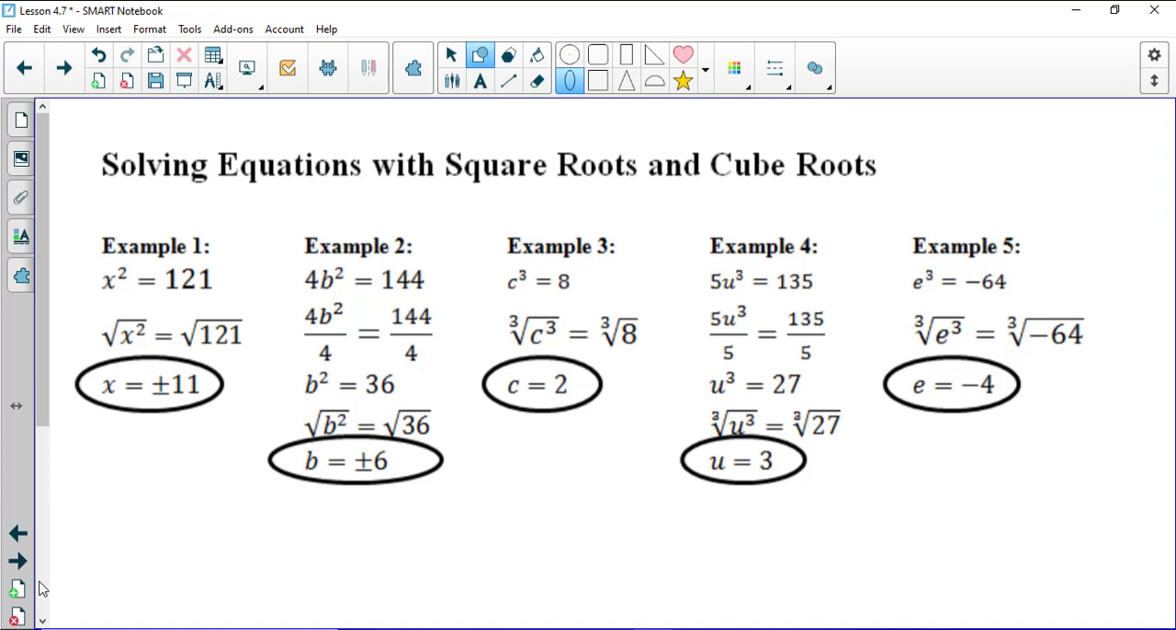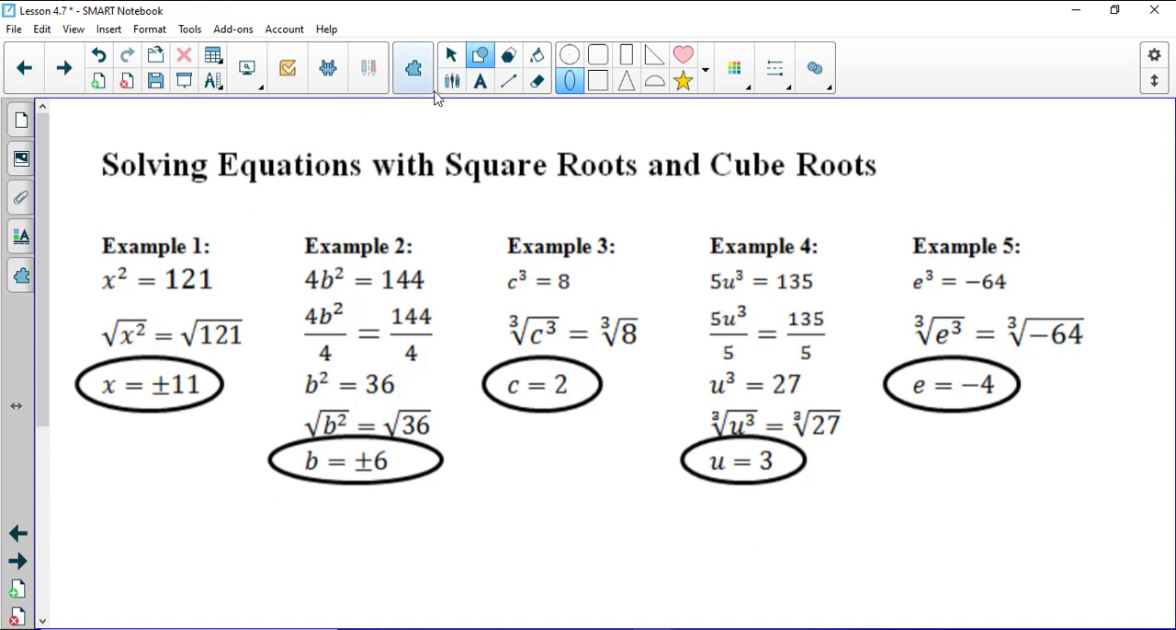A couple of things that I want to stress before we get into our examples. So in example 1, we saw this when we did Pythagorean theorem before, so this is not brand new. But if I have x squared equals 121, the thing that undoes squaring a number is the square root. And if I take the square root of x squared, I get x. And if I take the square root of 121, I get 11. When we did Pythagorean theorem, though, we were doing sides of a triangle, and those had to be positive. However, there's actually two solutions to this equation, positive 11 and negative 11.